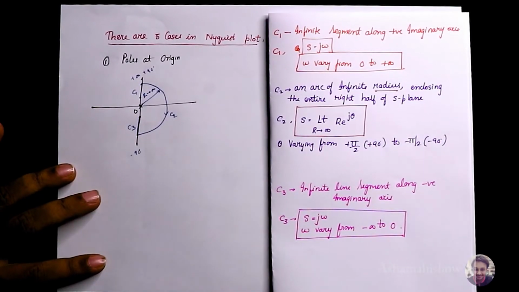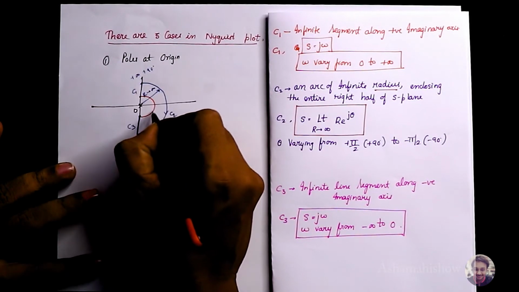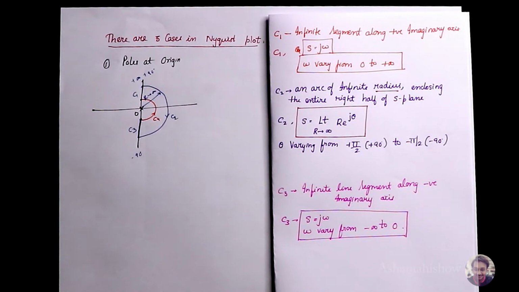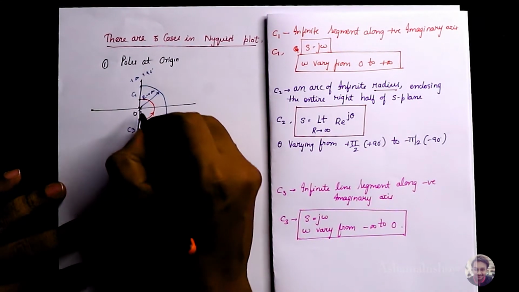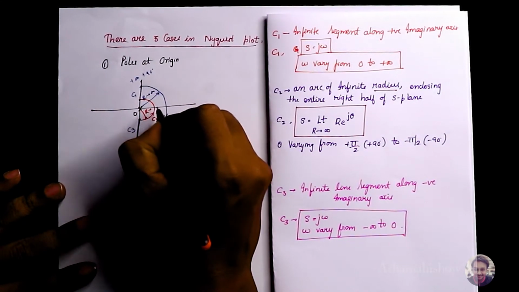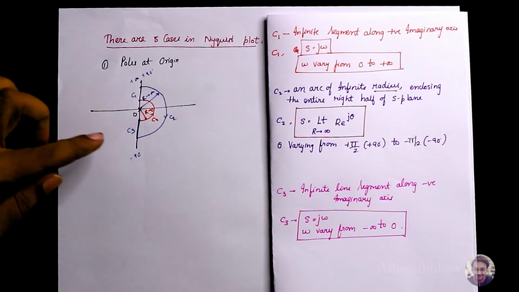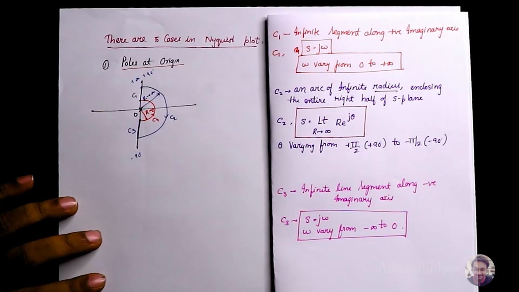Then what we have to do? Then comes an interesting part. We have an extra one which is called a indentation, C4. If you have a pole at origin, there will be another contour, C4 will be coming. And obviously for C4 your radius will not tend to infinity, it tends to 0 because your C4 is very near to the origin. So here your C4 is R tends to 0.